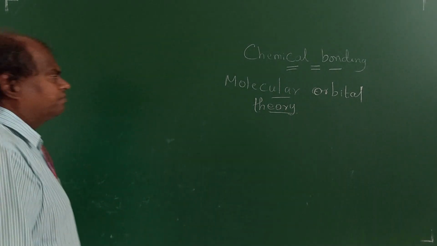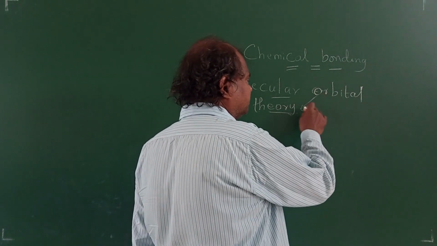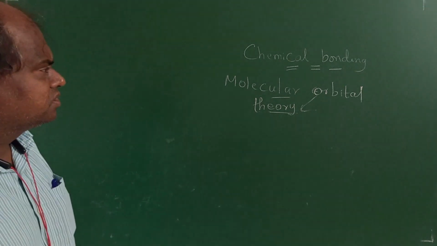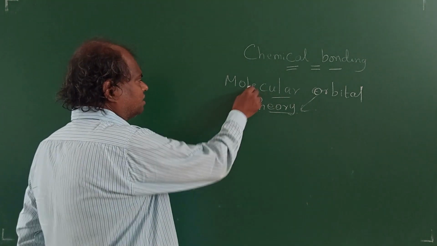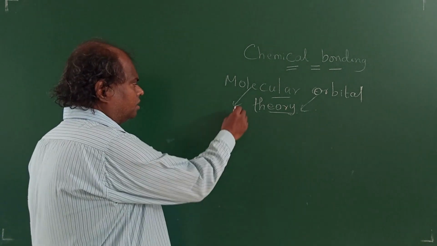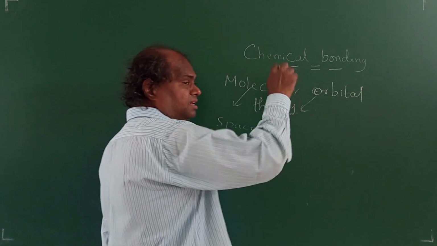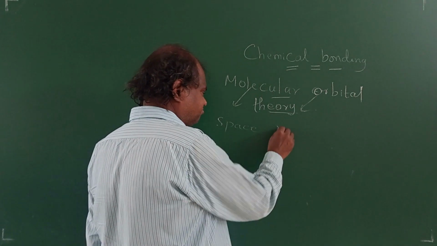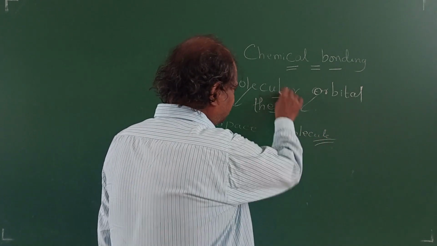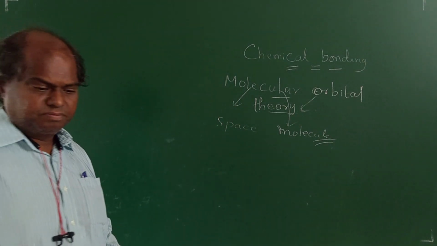So what is left is the last part, molecular orbital theory. We have done this theory in the NCERT class. We'll do some questions, but before I do questions, let's start: what is the meaning of molecular orbital? A molecular orbital is a space where you can find the electrons in a molecule. That's called a molecular orbital.